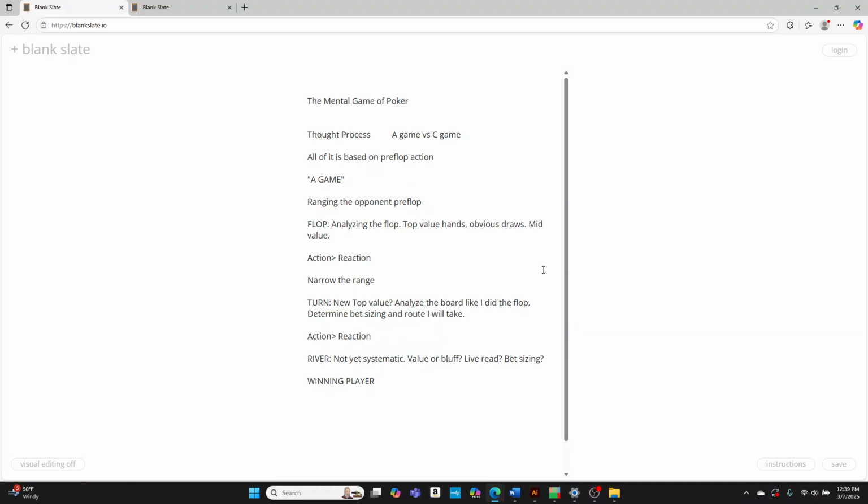But I still think in terms of what value do I have? How big do I bet? What bluffs can I find here? Will he fold to a bluff? I think I'm okay at bluffing the river.